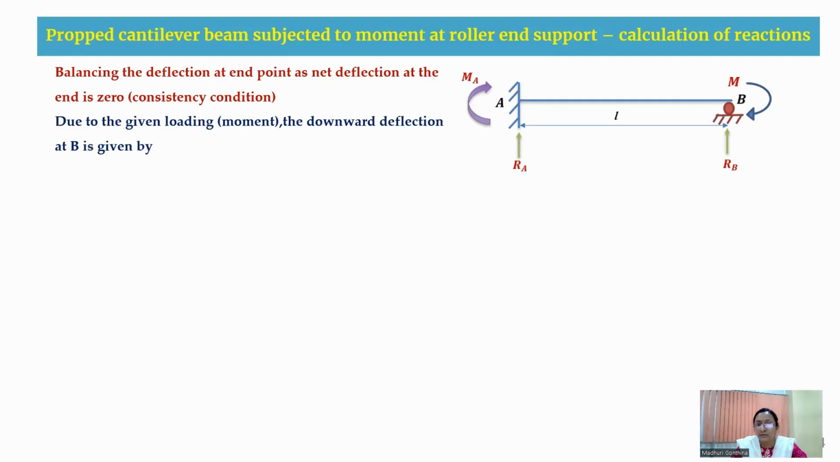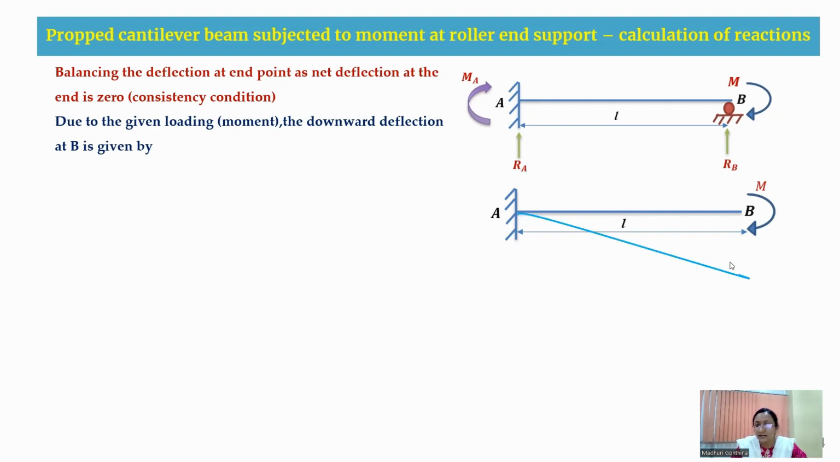So I'm going to consider now the first part. As the given loading here is applied moment, due to this applied moment, there will be a downward deflection. So this is the deflection acting. The downward deflection, delta B, is given by M L square by 2EI due to this external moment that is applied. So that is delta B I'm writing here.